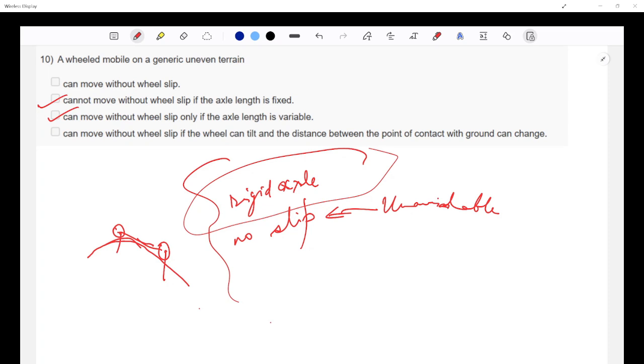to adapt. Let's talk about the first option. It can move without wheel slip. On uneven terrain, geometry mismatch exists. Slip is unavoidable, only possible with special mechanisms. So this is false. And the last option is: can move without wheel slip if the wheel can tilt and the distance between the points of contact with the ground can change.